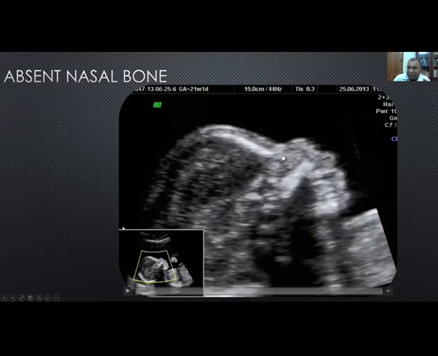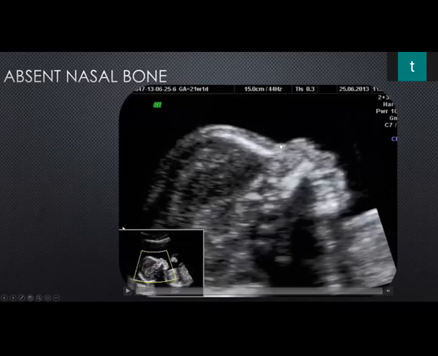But one point to note is, if absent nasal bone is isolated in the 20-week scan, the risk of Down syndrome is less than 5% in an Indian population. So we need to tell them that there is almost a 5% risk that can be associated with Down's, but 95% the baby is likely to be normal, provided it's isolated.